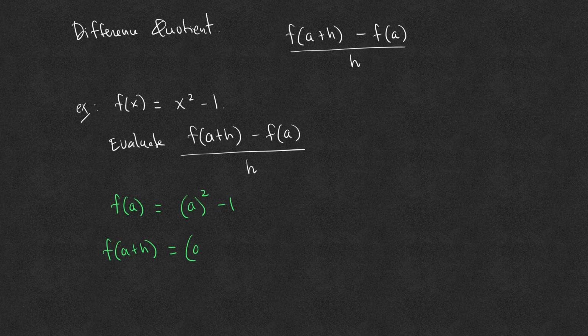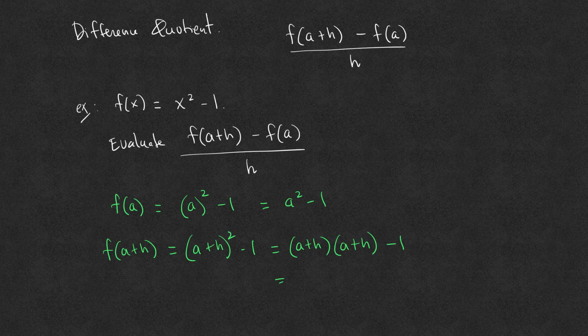We might want to do this for f of a plus h as well. X, the input, is now a plus h. The input is what is inside the parentheses after the function name f. Everything is the same. A squared minus 1 is a squared minus 1. A plus h squared is a plus h times a plus h. This is the quantity a plus h squared, and then we still have minus 1.